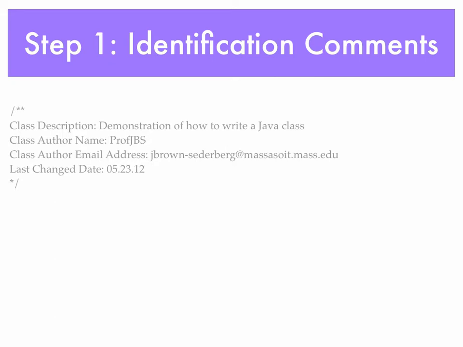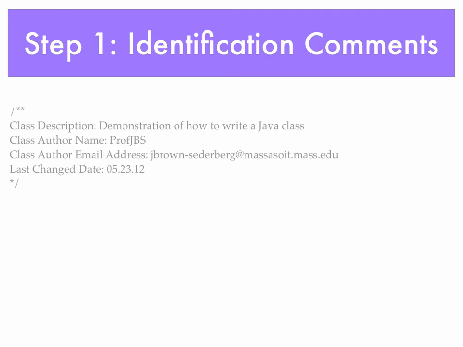I encourage you to put your identification comments in Javadoc comment format so that they are included. Any identification comments should include first the description of the class, the author of the class, contact information for the author, email address, etc., and then the last change or revision date.